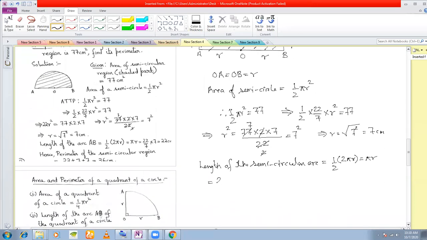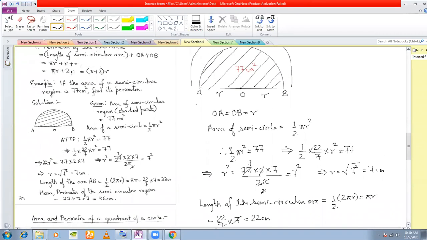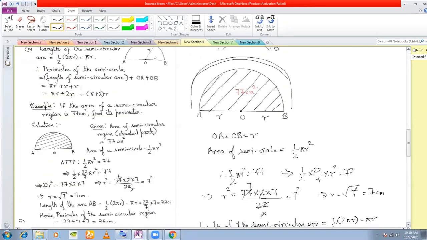Now put the value of pi as 22 by 7 and the value of r as 7. This cancels. So the length of the semicircular arc you get is 22 centimeters. So the length of this arc is 22. What about this line? What is this length? 2r.